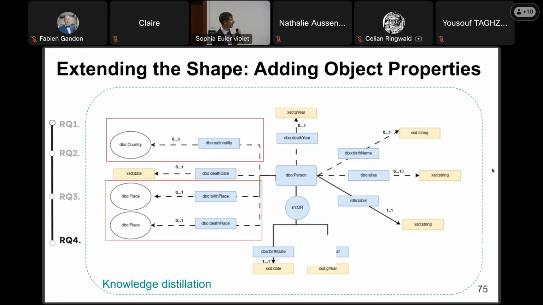So, let's start by extending the shape. Before, we were focusing only on data type properties. We will now add to our SHACL shapes three new object properties: the nationality of a person, the birthplace, and the death place of this person.